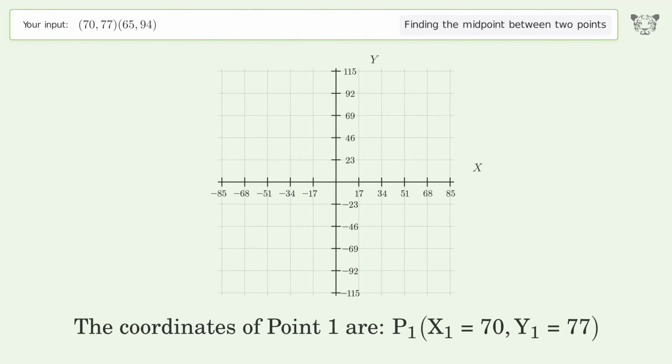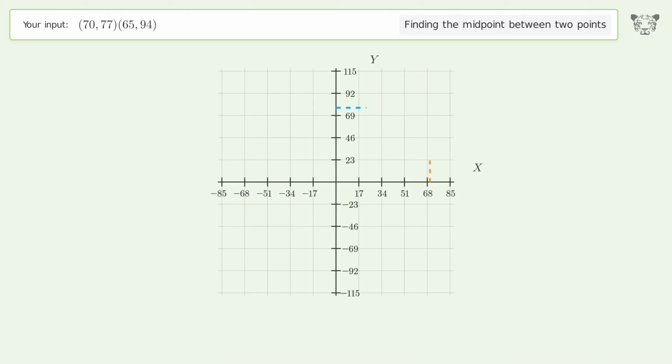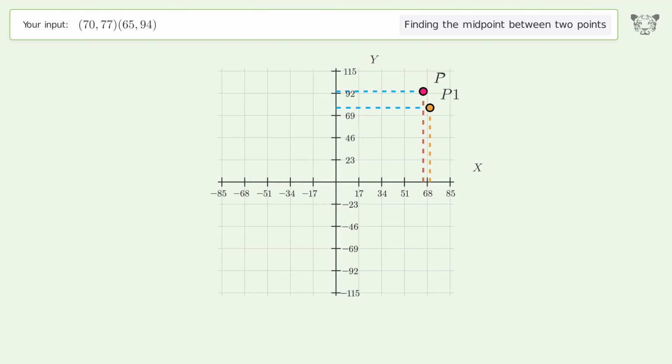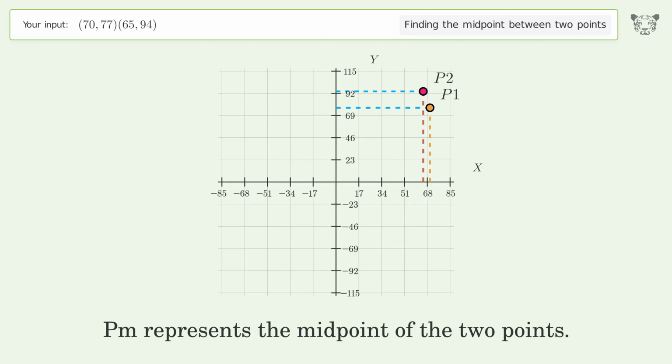The coordinates of point 1 are, x1 equals 70, y1 equals 77. The coordinates of point 2 are, x2 equals 65, y2 equals 94. PM represents the midpoint of the 2 points.